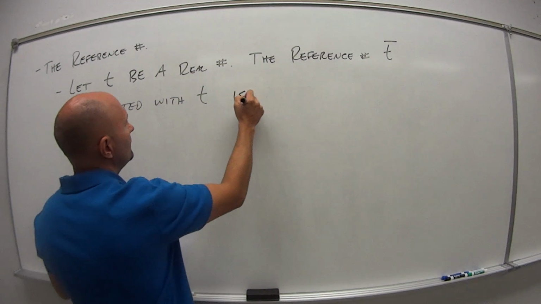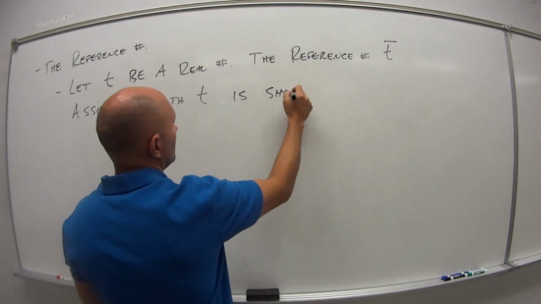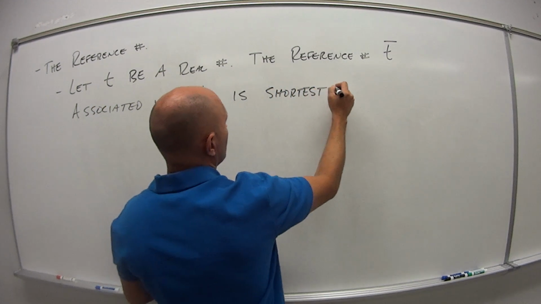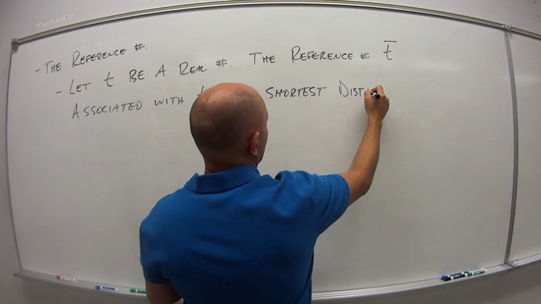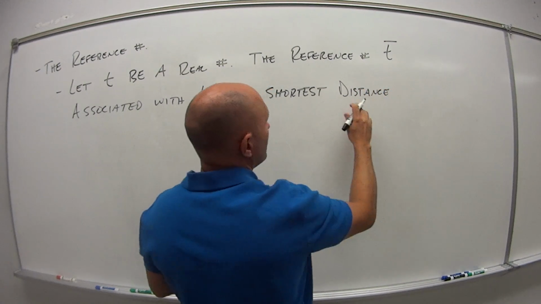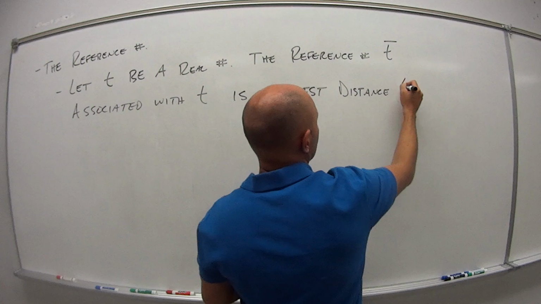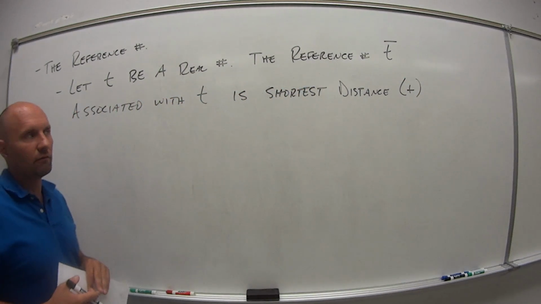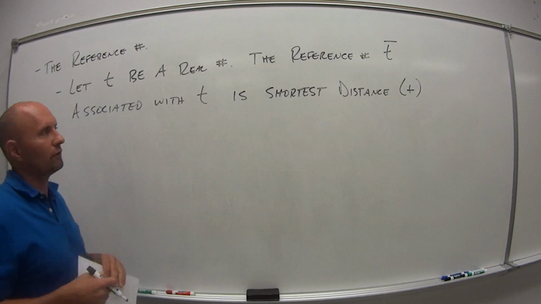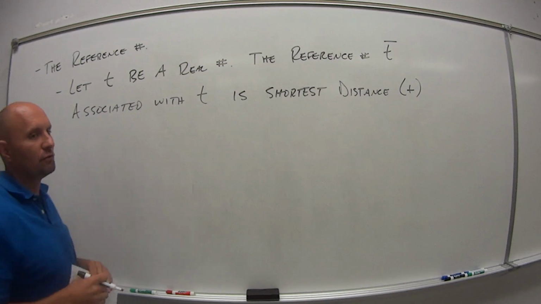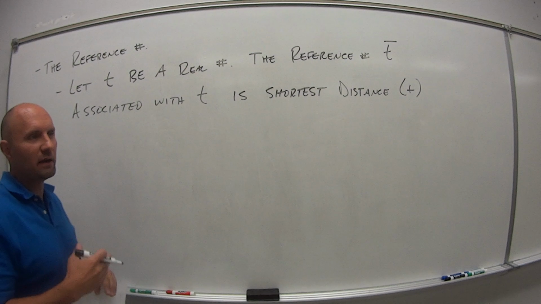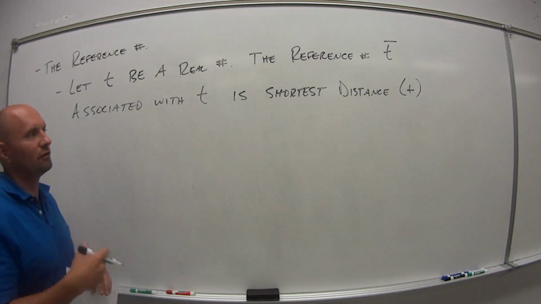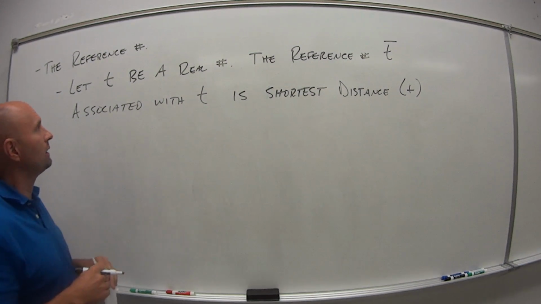is the shortest distance, and because we're talking distance, our reference number has to be positive. So if we're ever doing any problems and it's like, what's the reference number to this value t? Your value has to be a positive value. If it's not positive, then your answer is incorrect at that point.